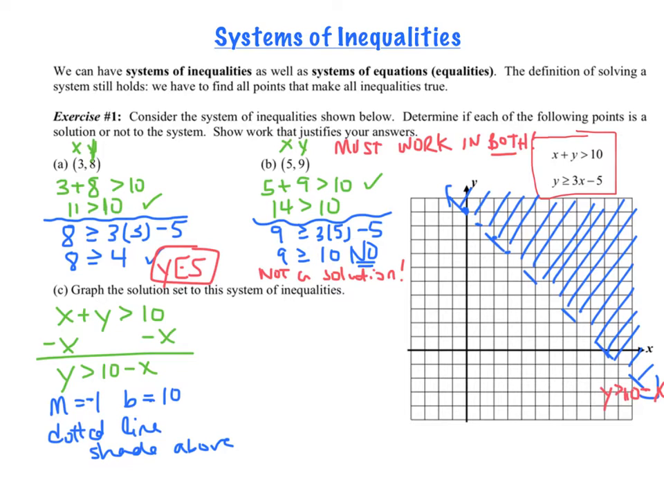All right, let's move on to the second inequality. Okay, so the second inequality was y is greater than or equal to 3x minus 5. That one already has y by itself, so they did us a favor. We didn't have to do any manipulating. Okay, we're ready to just go ahead and name what our slope is and what our y-intercept is. So here our slope is 3, or 3 over 1, and our y-intercept is -5.